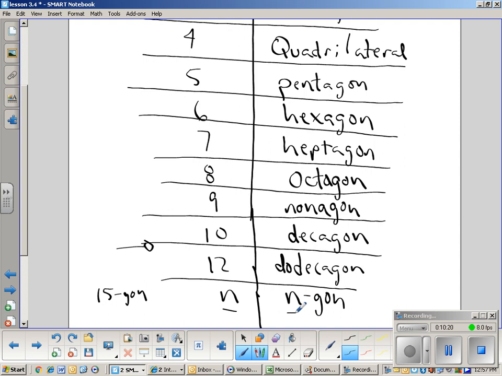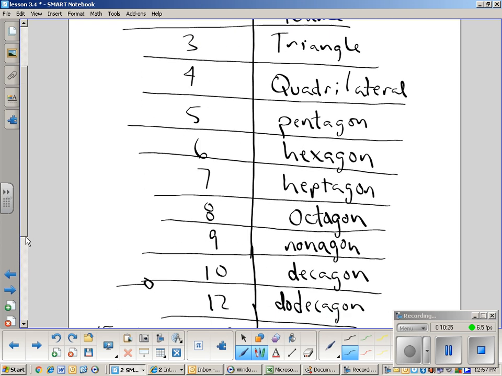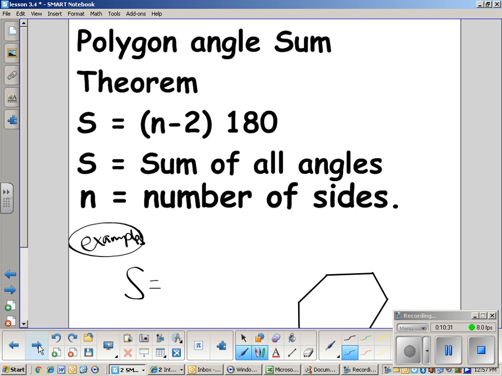Okay? Get out of your book. I'm not overly creative there. What page is it, you know? No? You all know? I don't know. Lesson 3-4. So then, that leads us into the polygon angle sum theorem. It says the sum of the interior angles of a polygon can be found by n minus 2 times 180, where S is the sum of all the angles, and n is the number of sides. Okay? So I'll pause this while you copy that down, and then we'll do an example or two.